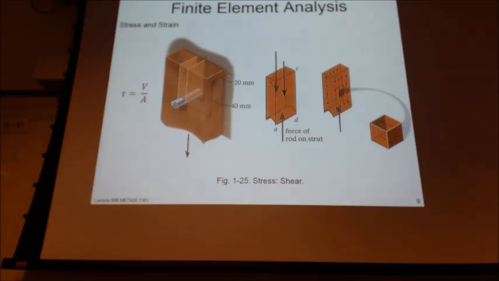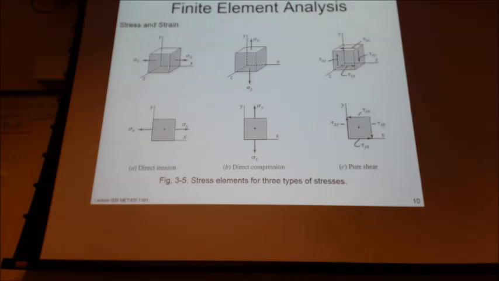Shear is different: normal stress was perpendicular to the cross-sectional area, while shear stress is parallel to the cross-sectional area. And we have to have our shear element be in equilibrium, so we have shear forces on all four sides. And examples of that are shown there. So speaking of elements, our stress or strain elements, 2D and 3D.